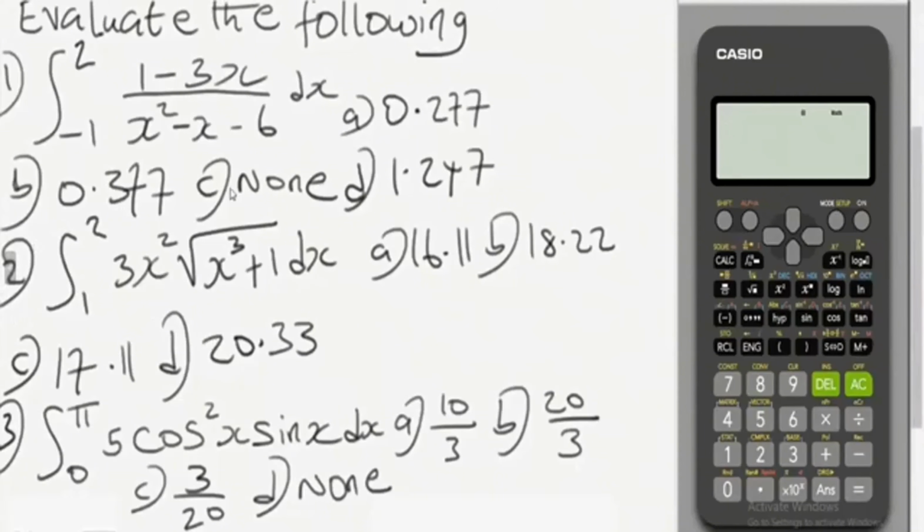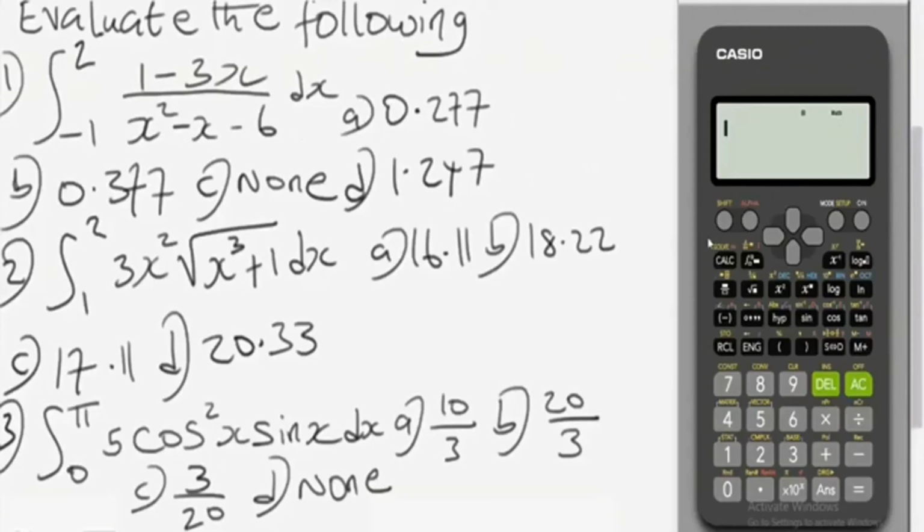Alright, so let's begin with question 1. It says evaluate the following, and the upper limit is 2, lower limit is -1. Alright, so guys, definite integrals are integrals that have upper and lower limits, and they are usually straightforward. Okay, you don't need to store any number to solve them, unlike when solving indefinite integrals. So let's go ahead and solve question 1.